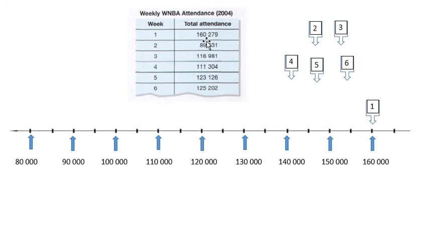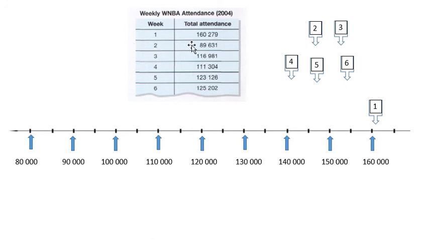However, it is slightly to the right of the 160,000 on the number line because the 279 indicates it's more than 160,000. So this is 160,000. This is 165,000. So our 160,279 would be about there, slightly to the right of the 160,000.